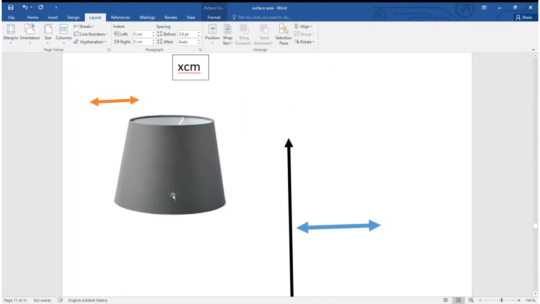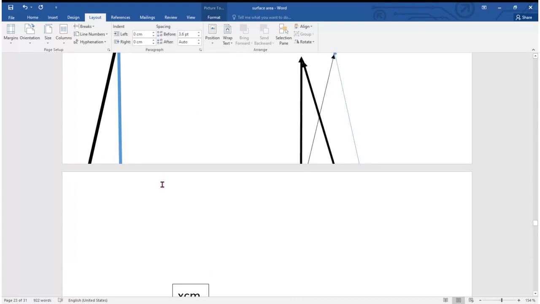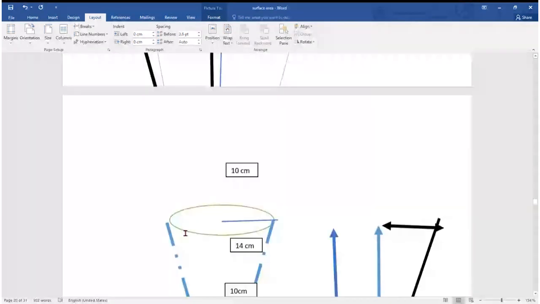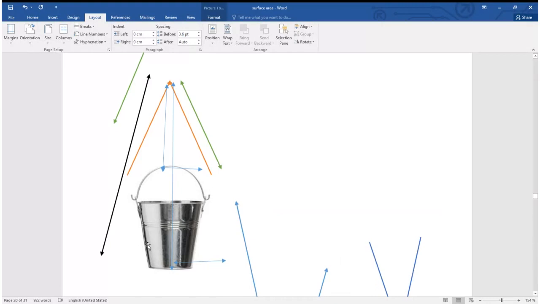Now, with a lampshade, you put the lamp in between here. So that means it is open at the bottom and at the top. So you only have the curved surface area. So for this frustum, you only use the curved surface area. But for the bucket of water, you know that the top is open, but the bottom is closed. So when you're finding the surface area of a bucket of water, you require the curved surface area plus the base here. So that is what we're going to do. So just a moment, then we continue that.